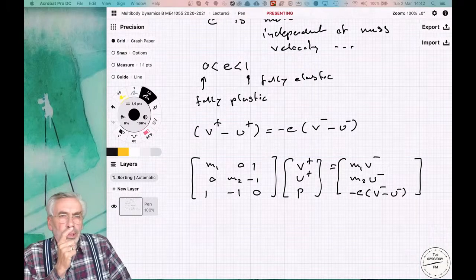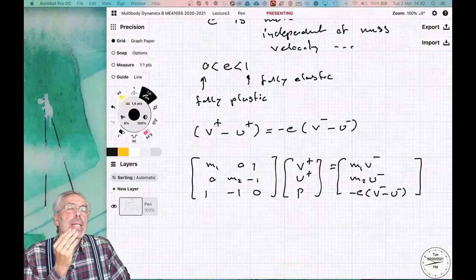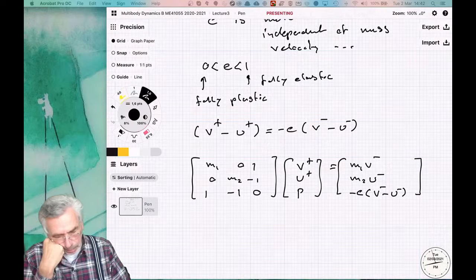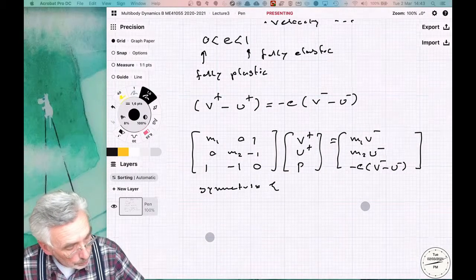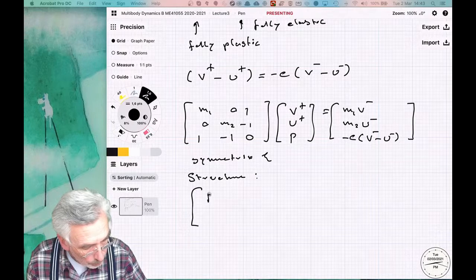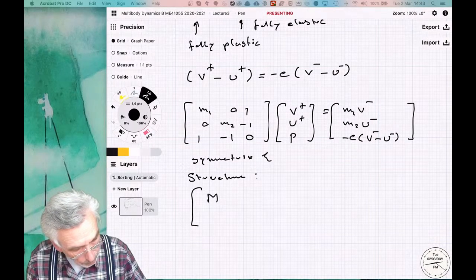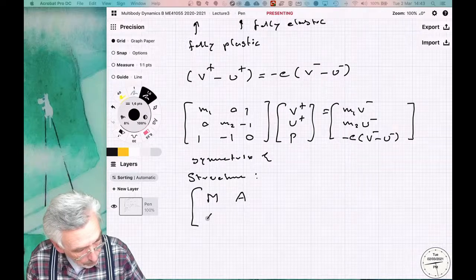Now we have to look at these equations. And to be honest, they look a lot like something we already discovered in this course. First of all, they're symmetric, so that is nice. But moreover, I see a structure. I see here something like a mass, and then a matrix A here, and then a matrix A transpose and zeros.